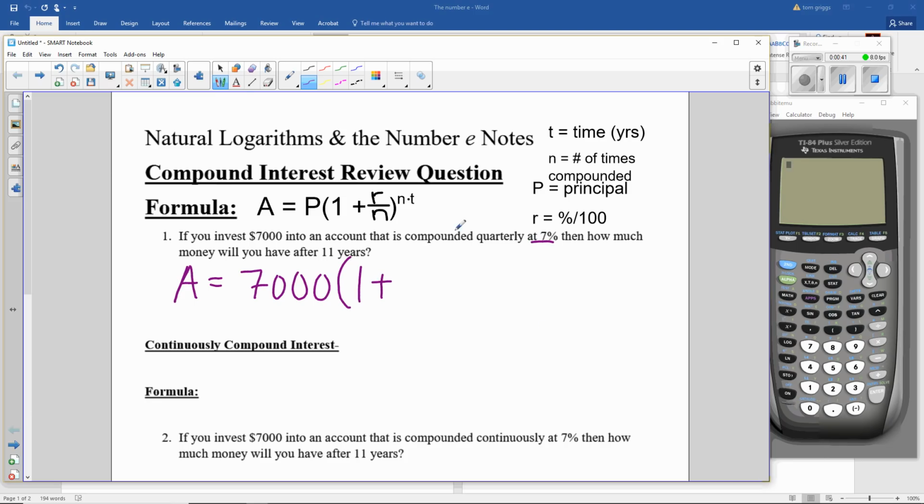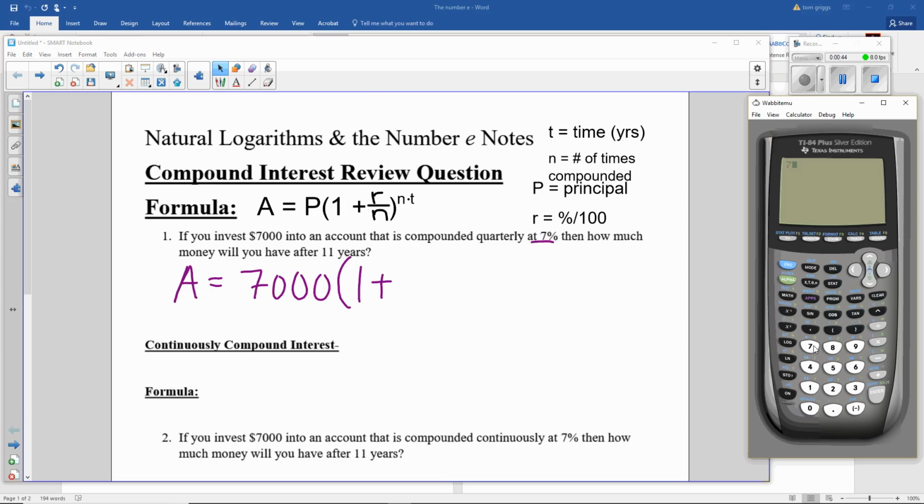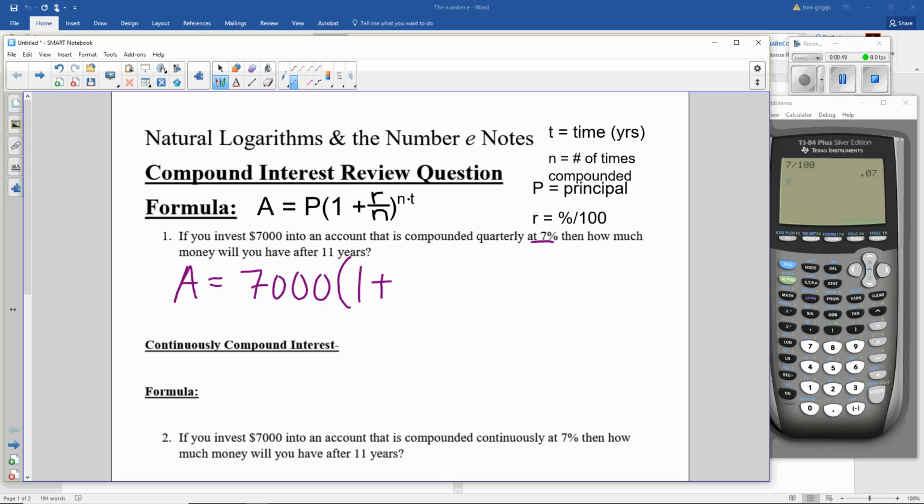Remember, first what you need to do is divide 7 by 100 before you put it into the formula. And that gives you 0.07. Remember, n is not 100. n is the number of times the interest is compounded upon itself. Since it's compounded quarterly, quarterly means 4 times a year. So 4 goes there, and it goes into the exponent. And then t is our time, 11 years.